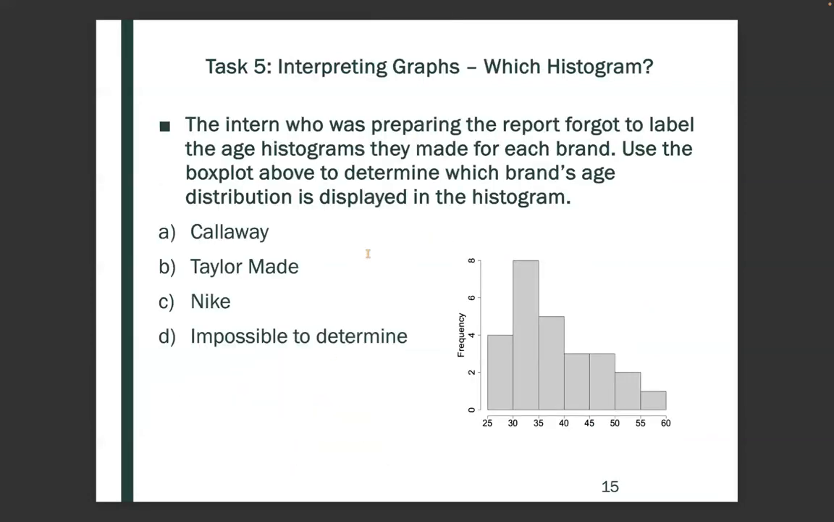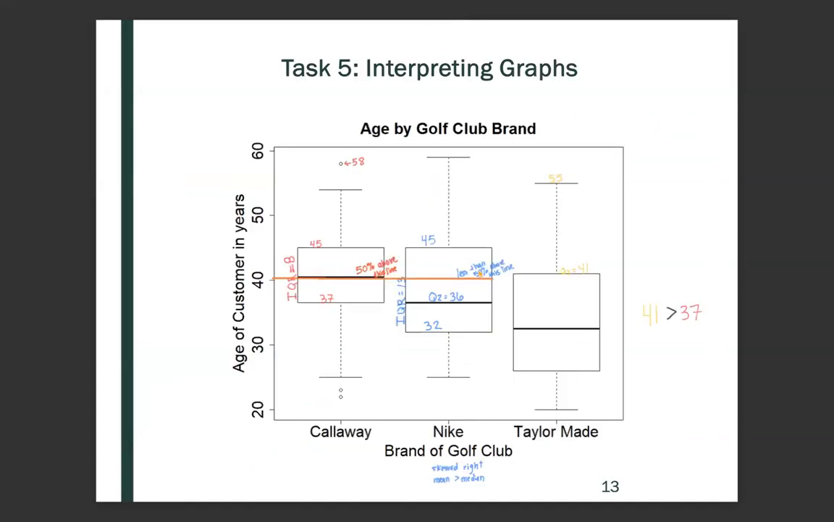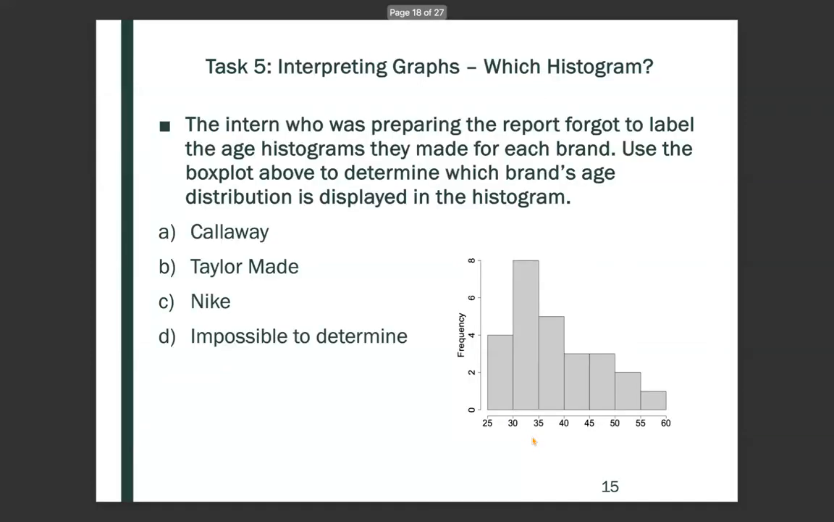Okay, next, the intern who was preparing the report forgot to label the age histograms they made for each brand. Use the box plot to determine which brand's age distribution is displayed in the histogram. So here we have a histogram, and essentially we want to match this histogram to one of these box plots. Which one does it belong to? Does it belong to Callaway, Nike, or TaylorMade?